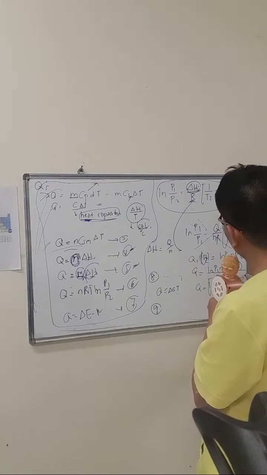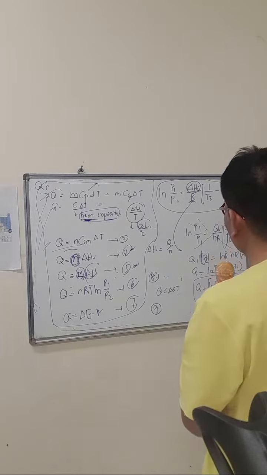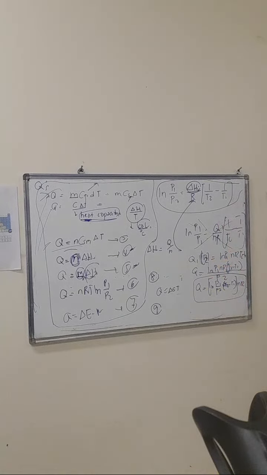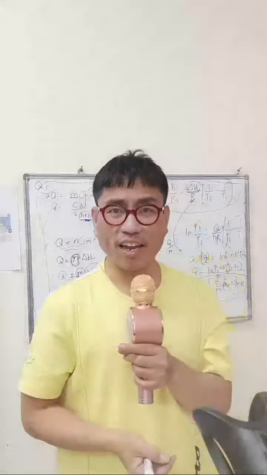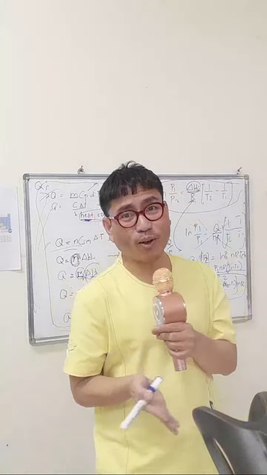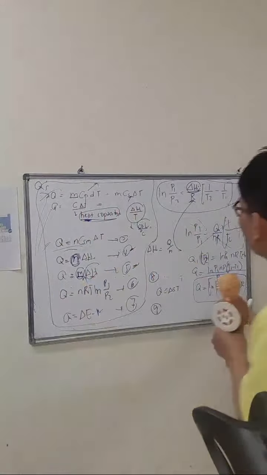You now have the equation of Q in terms of the Clausius-Clapeyron equation, which is the natural logarithm of pressure 1 over pressure 2 times temperature 2 minus temperature 1, bracketed all, times the number of moles times the universal gas constant. But it looks very complicated. Who dares to use this equation number 10?